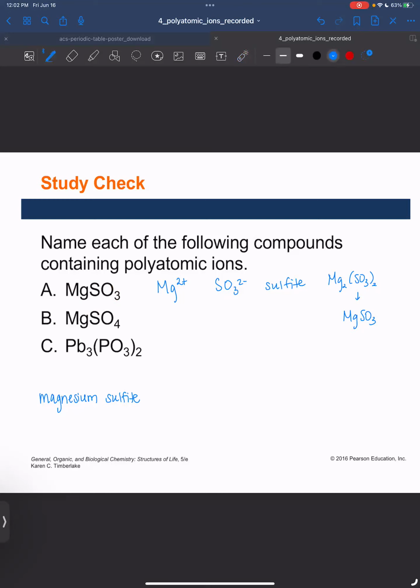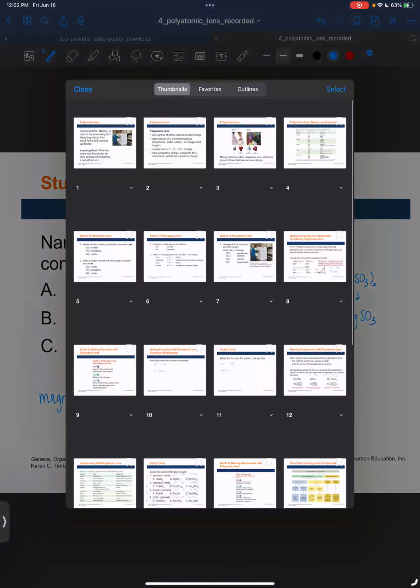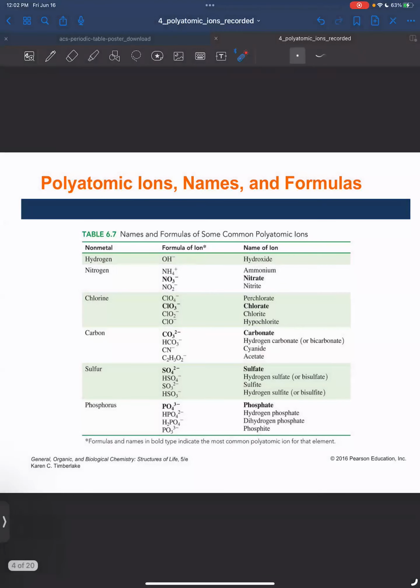All right, the next one looks pretty similar. So we have magnesium again, the SO4. So definitely a polyatomic ion. Let's look that one up together. So SO4 2- is sulfate.